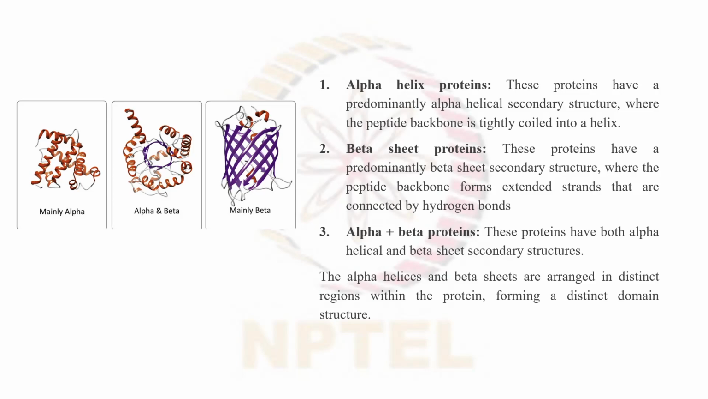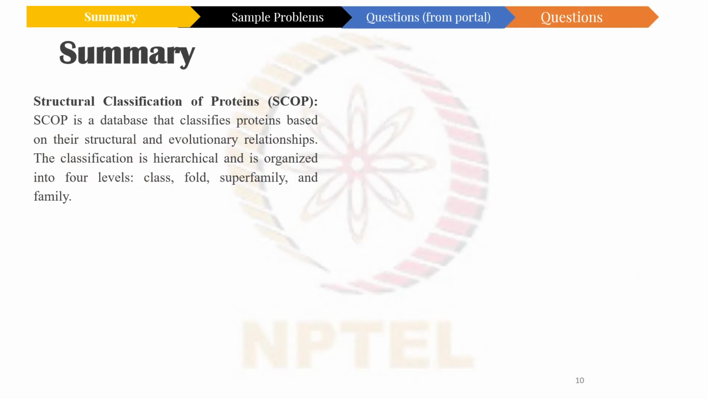Okay, let's see how computationally we can understand the structural classification. SCOP and CATH are two widely used protein structure classification systems that provide a hierarchical organization of protein structures based on their evolutionary and structural relationships. So let's start with SCOP, which stands for Structural Classification of Proteins, a database that classifies proteins based on their structural and evolutionary relationships.